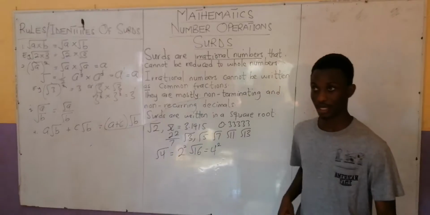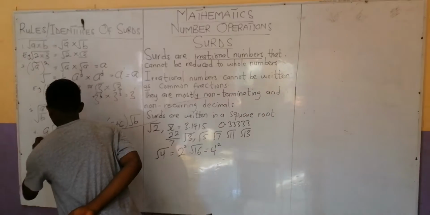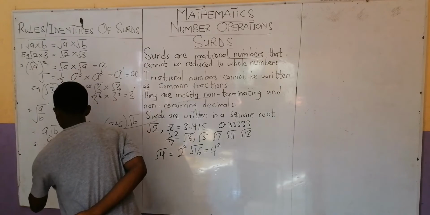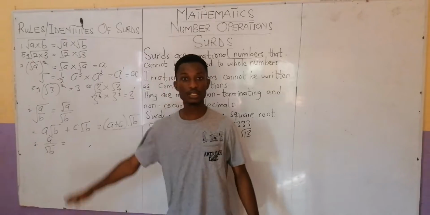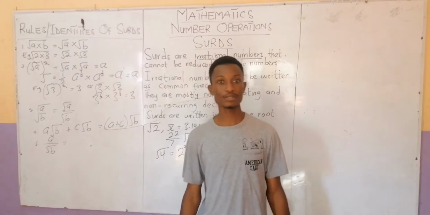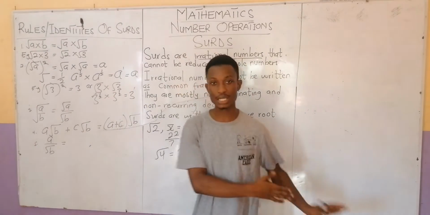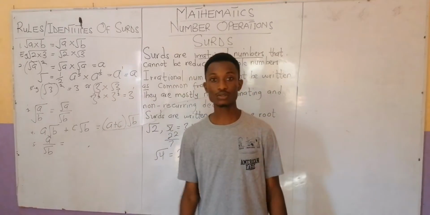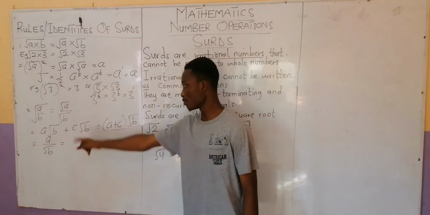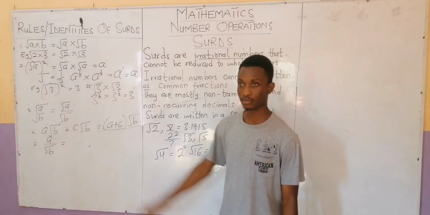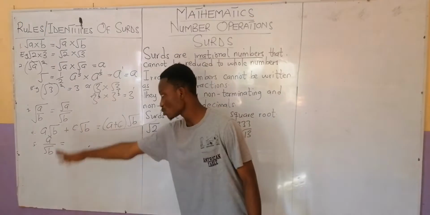The last identity or property says that if I have A over root B, then it's equal to... We call this a fractional surd. This is called rationalization of surds. We'll do that as a topic and treat it independently, but I thought it wise to add it to the rules, and it is part of the rules. A over square root of B is a fractional surd, meaning a fraction with a surd, square root of B.